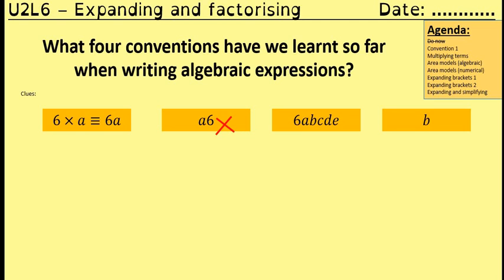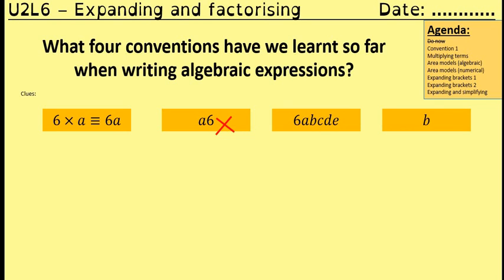So the first rule or convention we learn is that when you multiply anything in algebra, we don't need to include the multiplication symbol. So we take out the multiplication symbol. So 6 multiplied by a would just be written as 6a. The next convention is that when we write terms that have variables and numbers in them, the number must come first. So to write a6 down on the page would not be correct. We would need to write 6a, like in the first one.